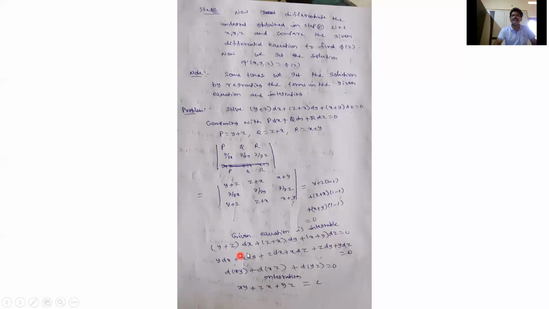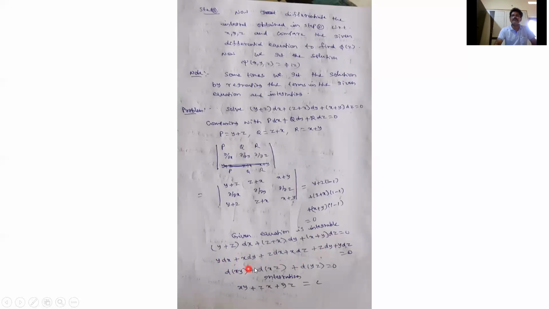Here we are getting y dx, z dx, z dy, x dy, x dz, y dz. So we take one group as y dx plus x dy. Another one is z dx plus x dz, and another one is z dy plus y dz. Finally, here we get 6 terms and regroup them into two terms each.